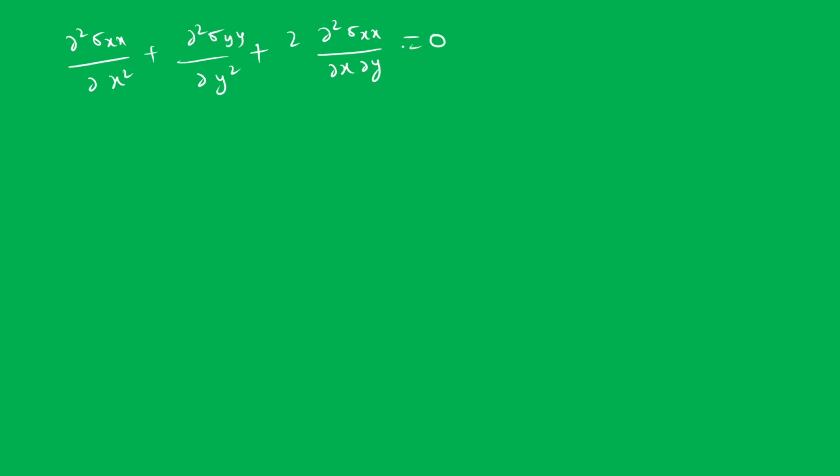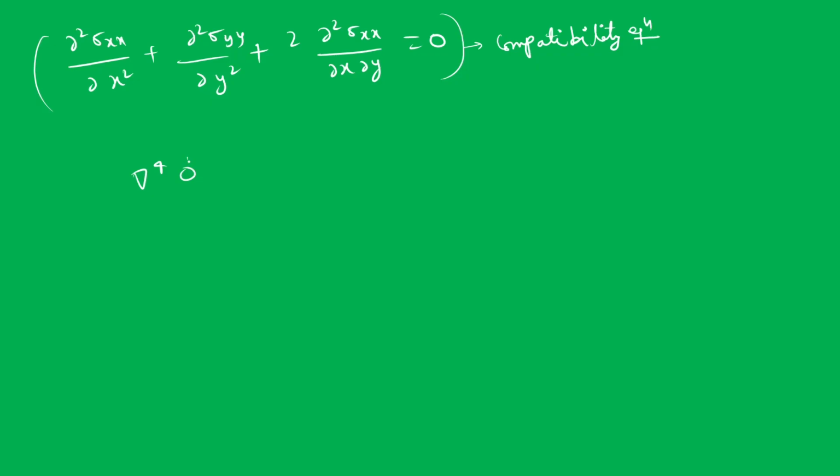And if I talk about the compatibility equation, then what is that? Del square sigma xx by del x square plus del square sigma yy by del y square plus 2 times del square sigma xx by del x del y, and this is equal to 0. So this is the compatibility equation.